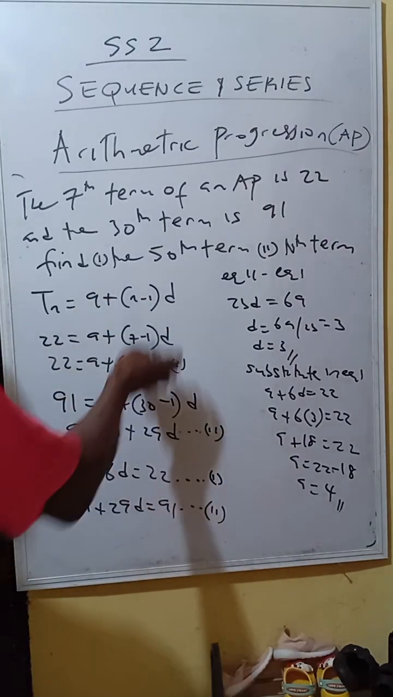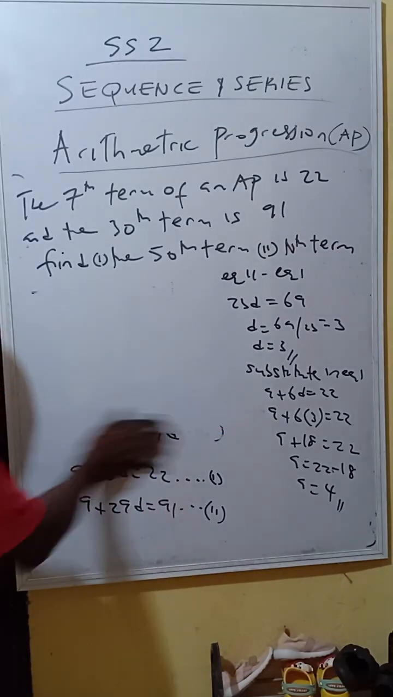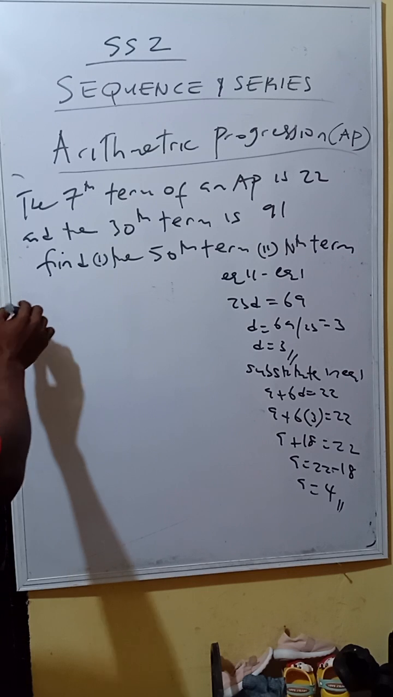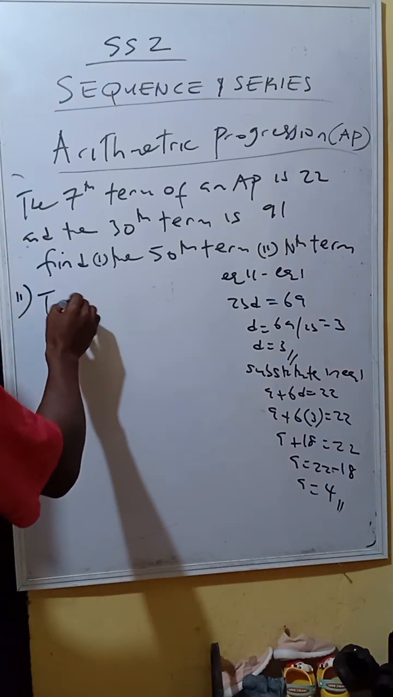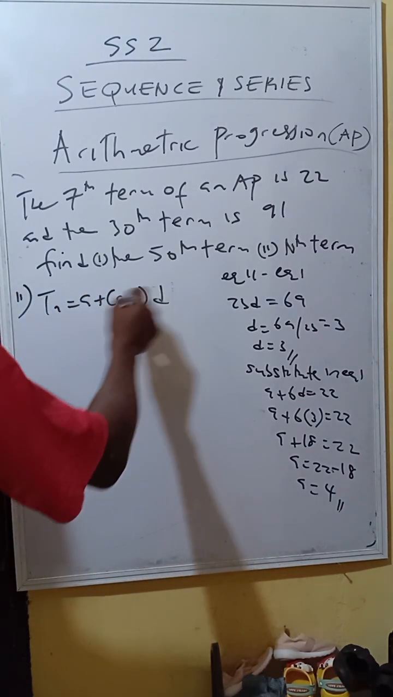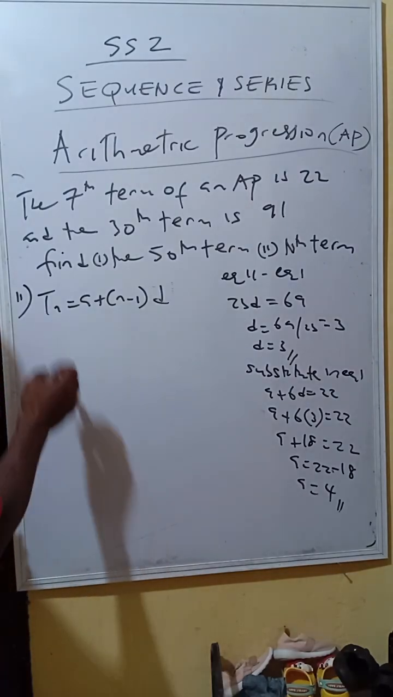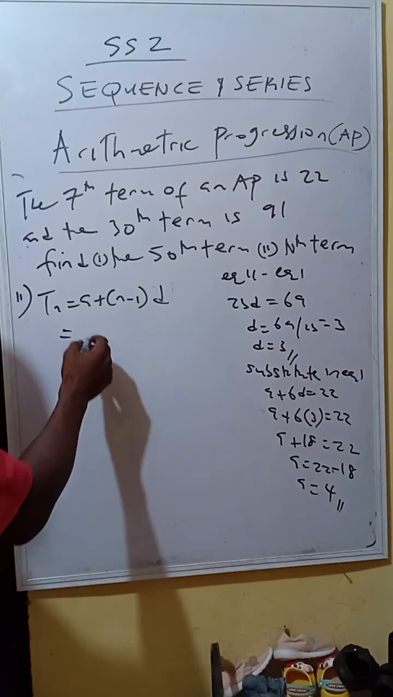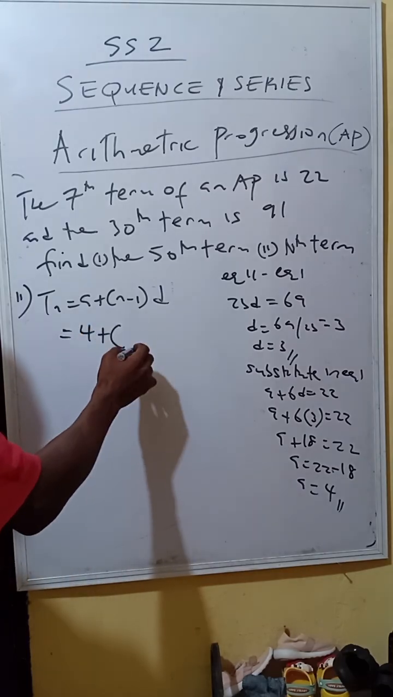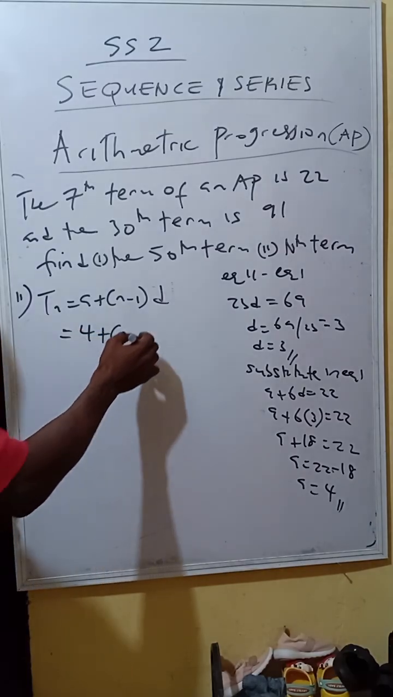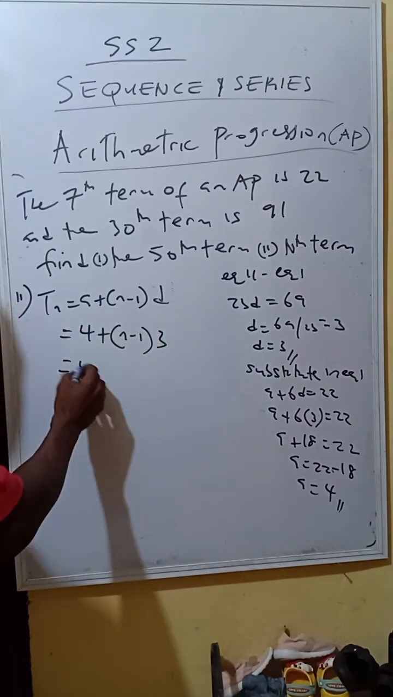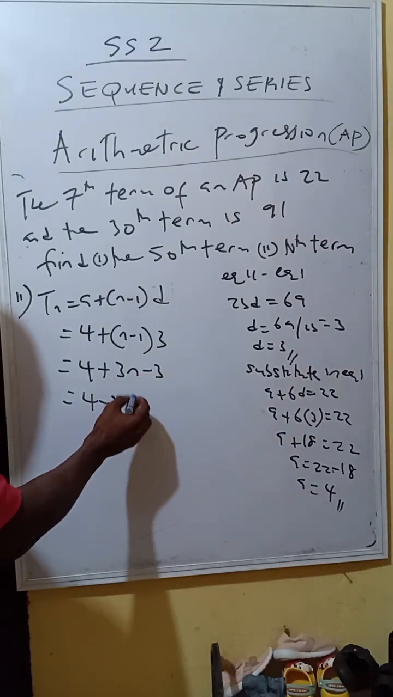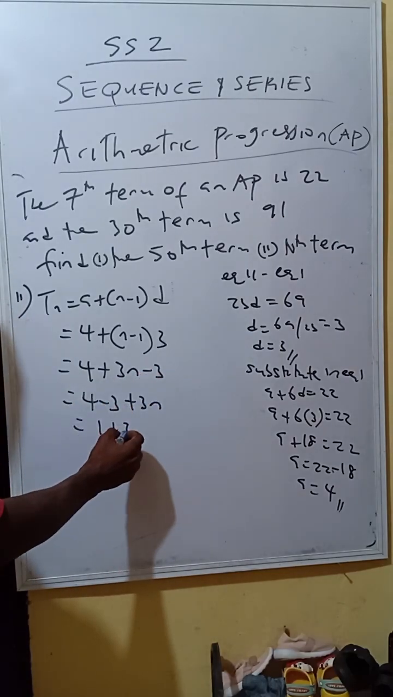Let me rub this off to get the nth term. Question 2, the nth term Tn is equal to A plus n minus 1 times D. So Tn, which is what we're looking for, is equal to A. A is 4. 4 plus n minus 1, D is 3. So you have 4 plus 3n minus 3. 4 minus 3 plus 3n. You have 1 plus 3n.